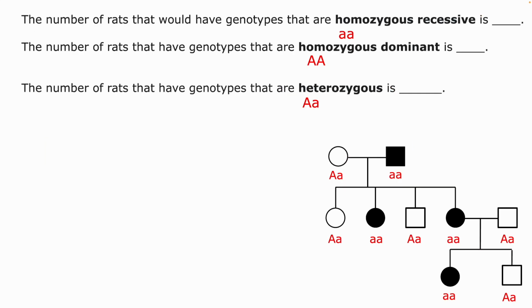So we can go through the pedigree chart and count up how many are homozygous recessive, that would be 4, homozygous dominant, 0, and heterozygous, 5.